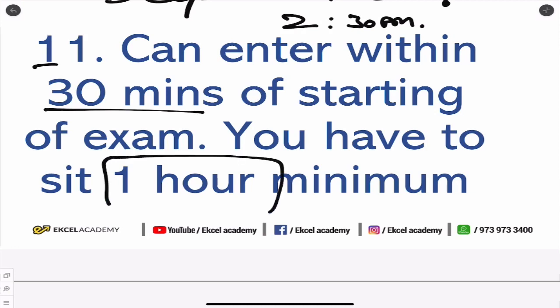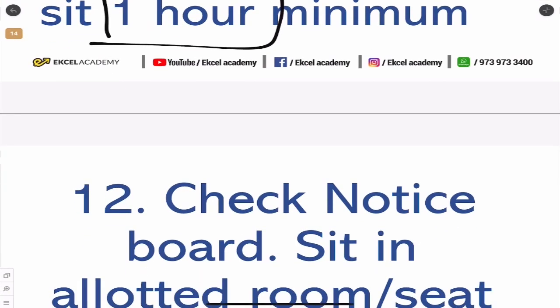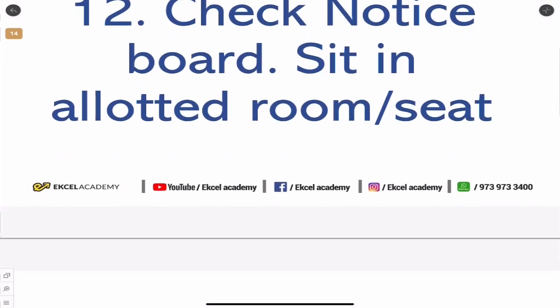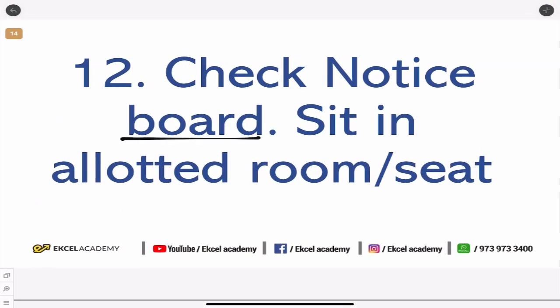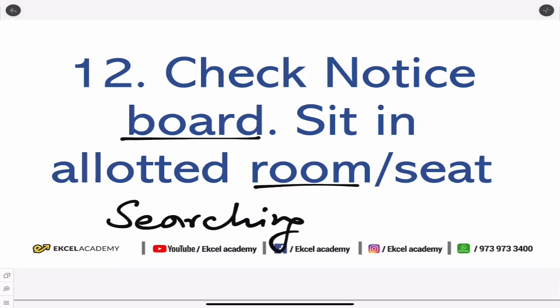And you have to sit for 1 hour once you go to the exam. Next, please check the notice board wherever your exam center is. Sit in the exact room. I have seen some students searching for the room. Why do you have to keep searching? Just go to the notice board as soon as you enter the hall. See which room, and go to the room.